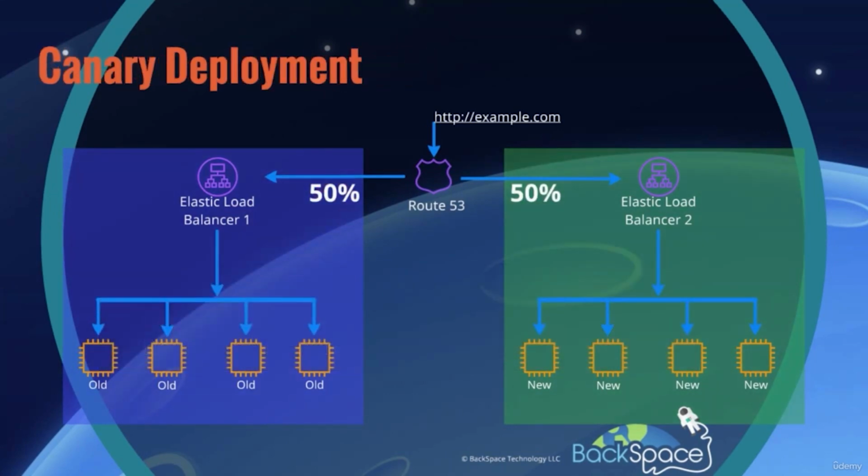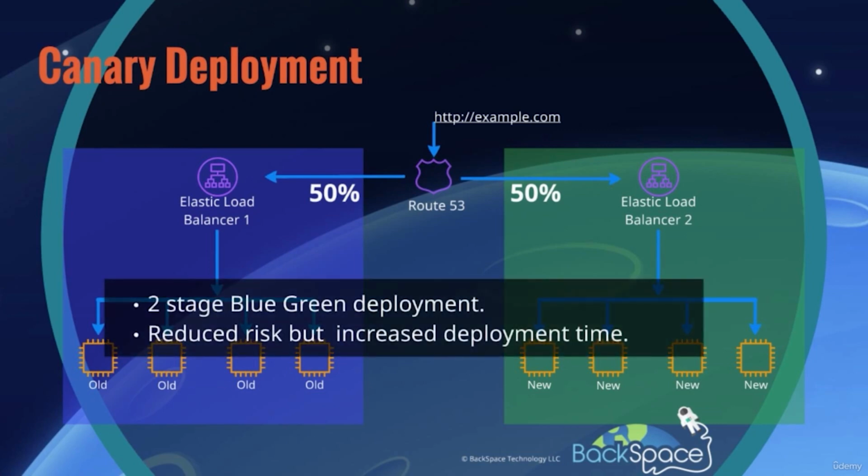A canary deployment is a two-stage blue-green deployment. And where it differs is that instead of directing 100% of our traffic over to the new environment, what we can do is that we can get Route 53 to direct half of the traffic to the old environment and half of it to the new environment. And then when we're satisfied that everything is okay, then we can simply direct all of the traffic to our new green environment.